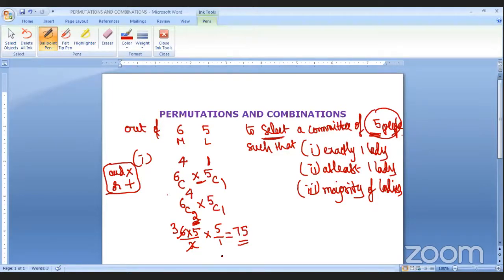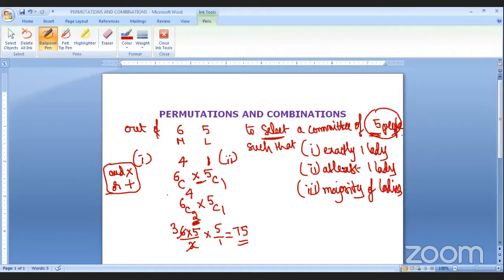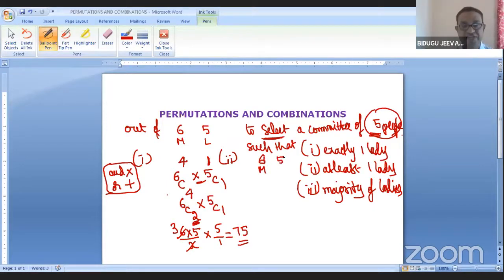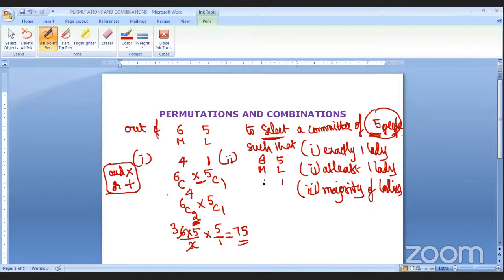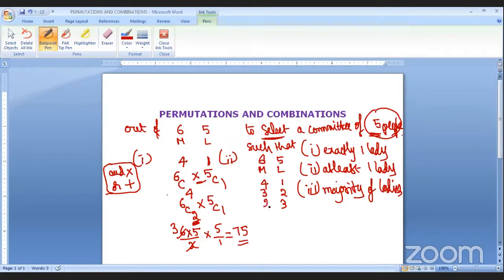So shall I move to the second one? At least one lady. At least one means, what is the meaning of at least one? It may be more. One and more. I'll take 6 men and 5 ladies are there. 1 lady, 4 men. 2 ladies, 3 men. 3 ladies, how many men? 2 men, great.